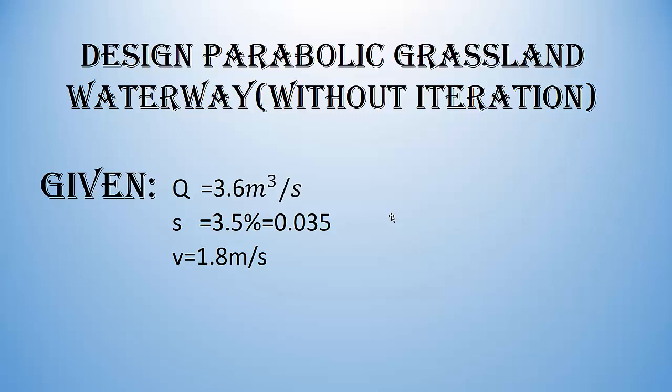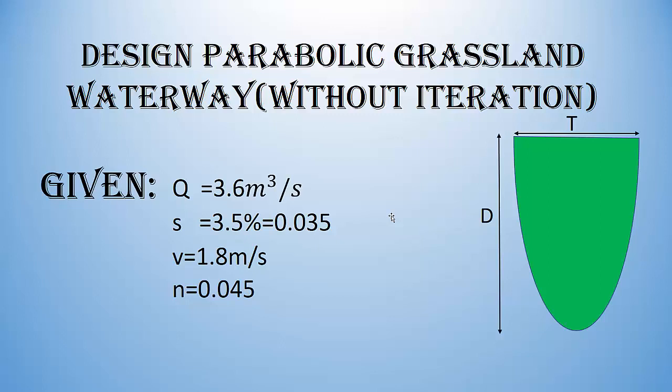By saying permissible velocity, I mean that this is the limiting value of velocity. If we exceed the velocity of 1.8 meter per second, then the chances that soil erosion will occur increase, or there is a higher susceptibility of erosion. Another thing we have been given is the Manning's coefficient n, which is equal to 0.045.